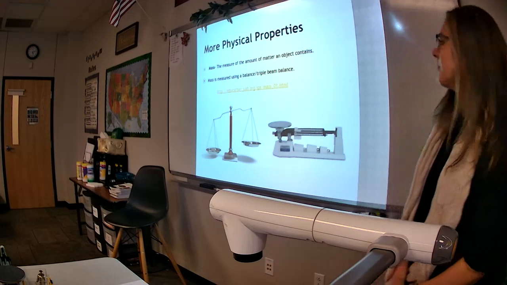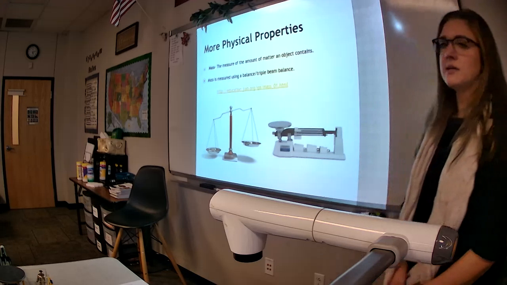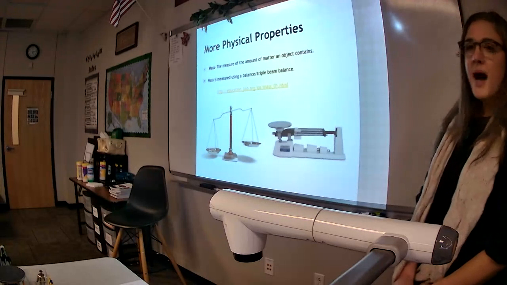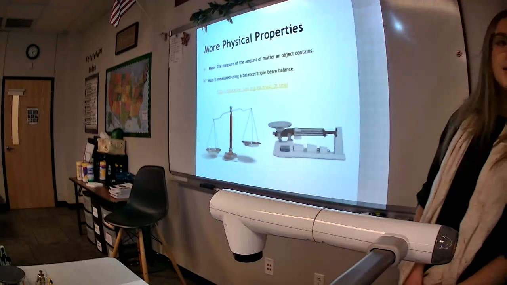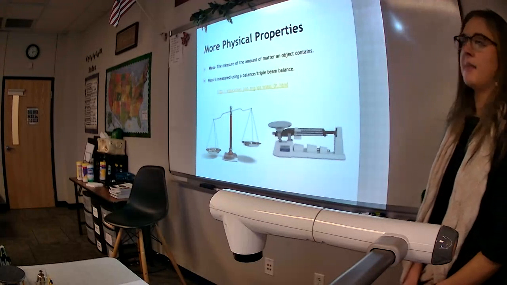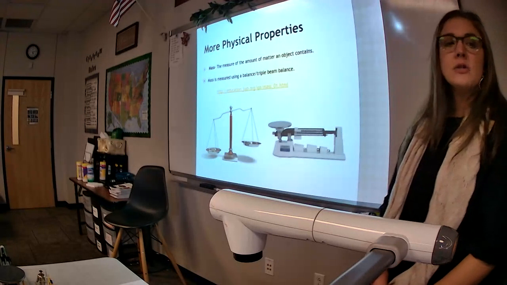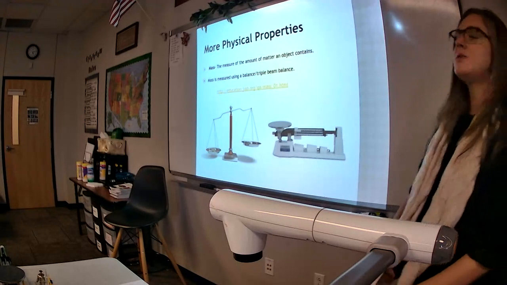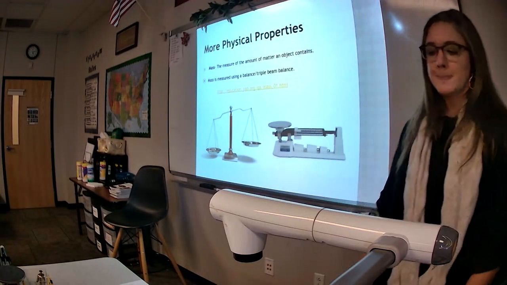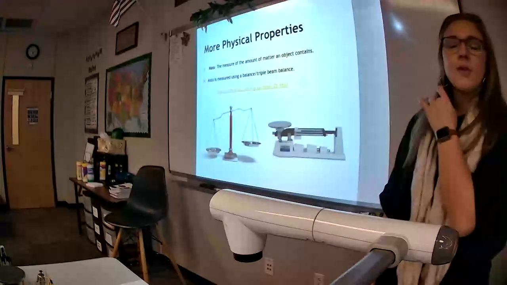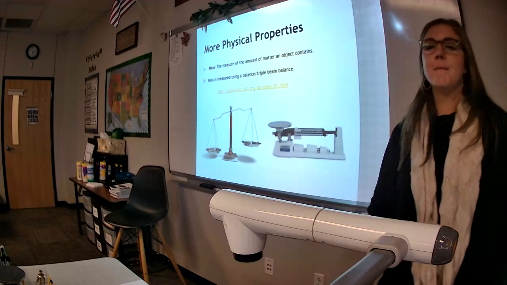Mass is the measure of the amount of matter an object contains. If matter is made of atoms, then measuring the mass is measuring how many atoms are in that object. To measure the mass, we use an object called a triple beam balance. Mass is measured using a triple beam balance.